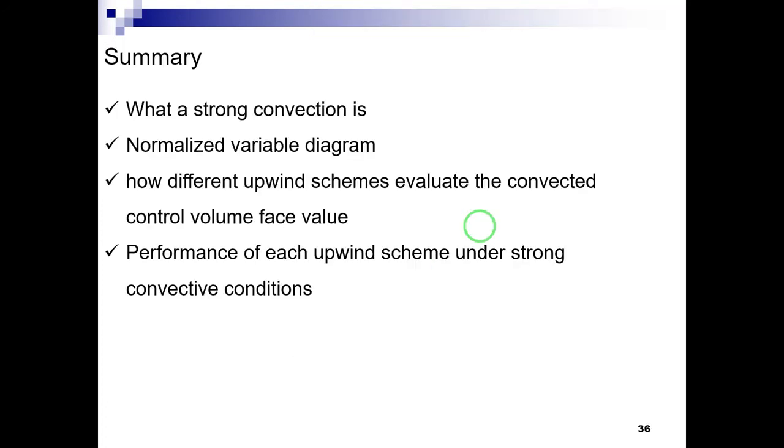So the summary of what I talked about in this video: we learned what a strong convection is. We also understood the concept of the normalized variable diagram. We learned how different upwind schemes evaluate the convected control volume phase value, and finally, by utilizing the normalized variable diagram, we learned about the performance of each upwind scheme under strong convective condition.